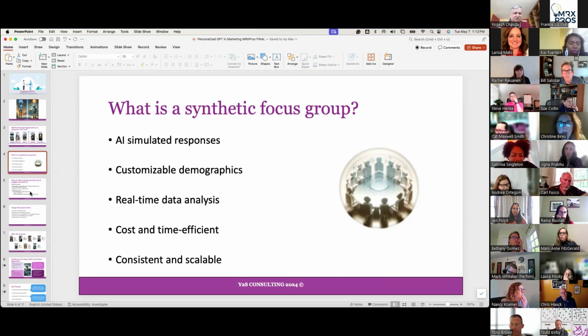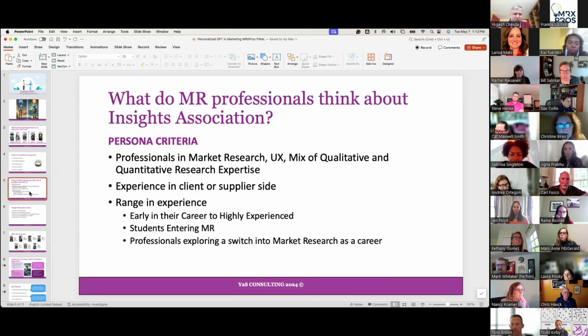So I've incorporated that little truth serum thing also into my custom GPT tool for these synthetic focus groups. So just for fun, given I was at the Insights Association conference last week with Kai and with Paula, and I think Kat's here as well, the four of us were there. I basically had this tool create this persona definition, first and foremost. This was the criteria used for the personas: MR professionals, experience on the client or supplier side, range in experience, early in career to very experienced, students entering the industry, professionals who are doing a career switch, etc. I had it basically go create these personas.